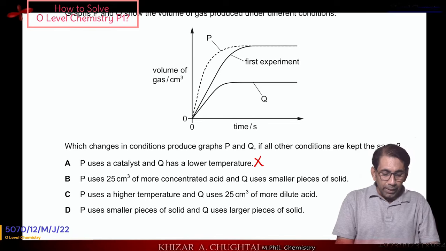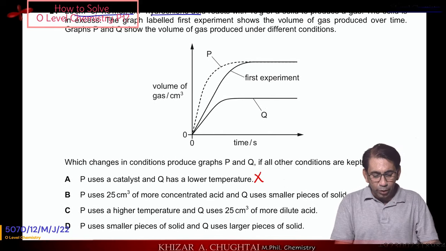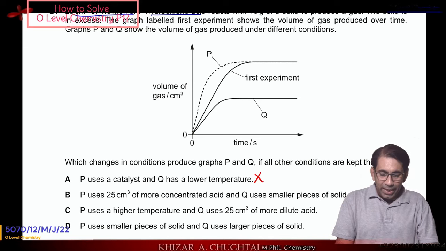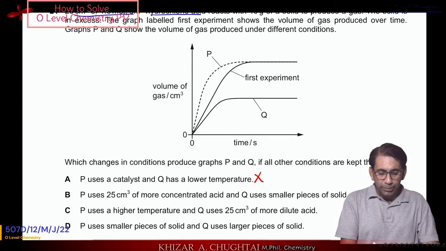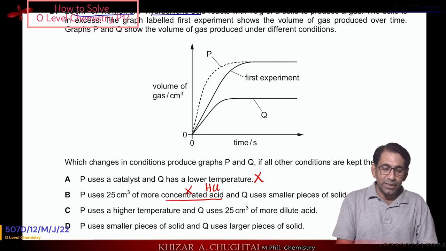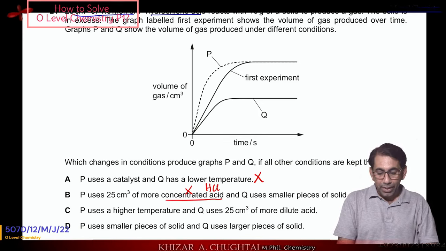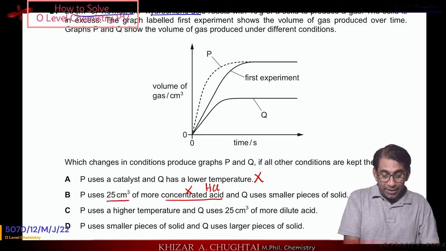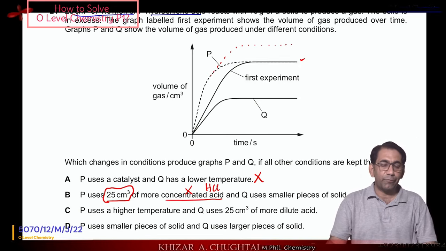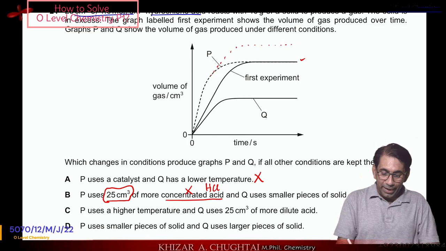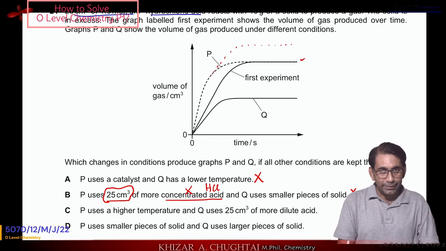Option B: P uses 25 centimeter cube of more concentrated acid and Q uses smaller pieces of solid. In this case, the option is incorrect. You know, the hydrochloric acid in this case is behaving as a limiting reactant. If P is having more concentrated 25 centimeter cube acid, the line of P should be higher than the flat portion of the first experiment. Again, this option is also incorrect.